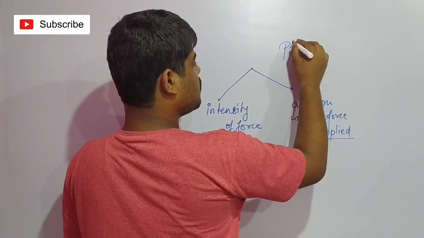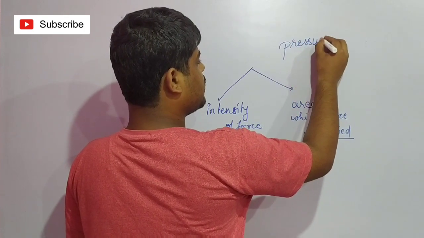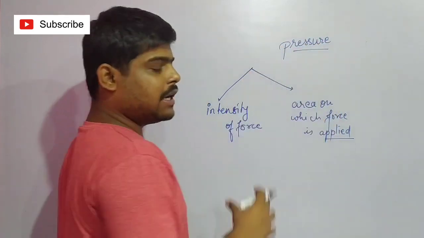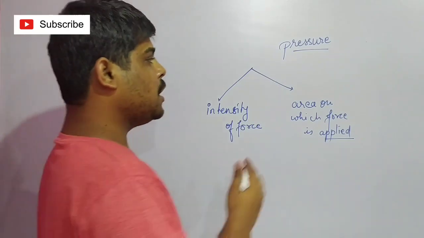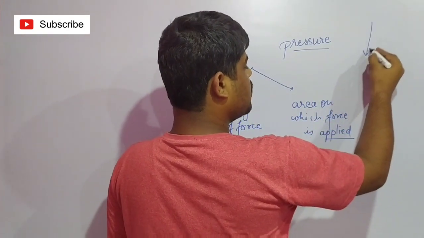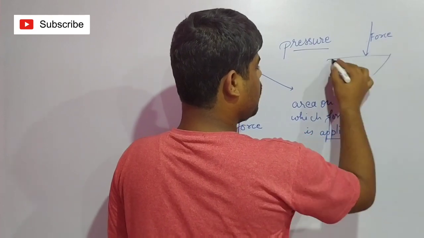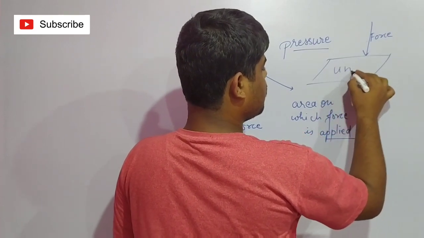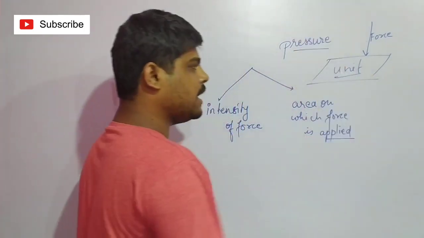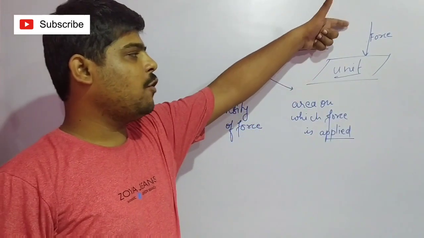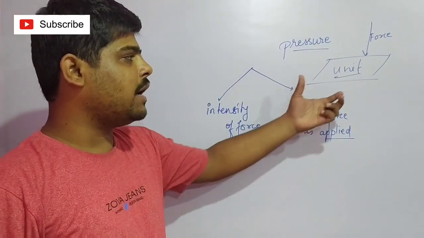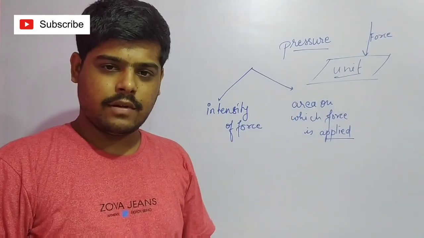Now what is the correct definition of pressure? The correct definition of pressure is force that is applied on a unit area. Force which is applied on a unit area is called pressure.